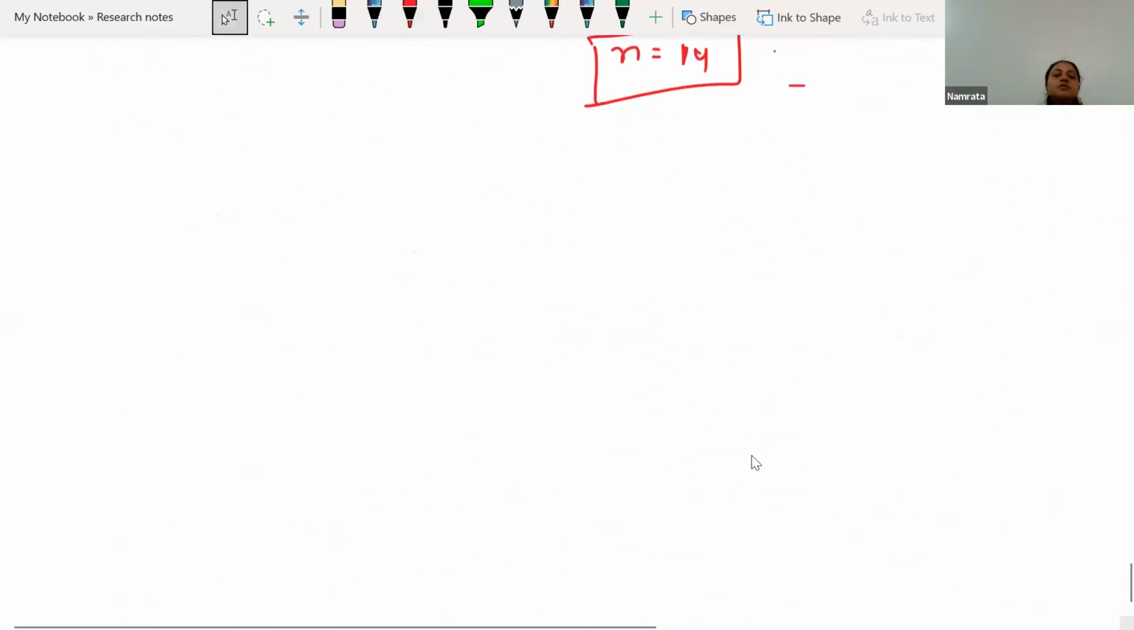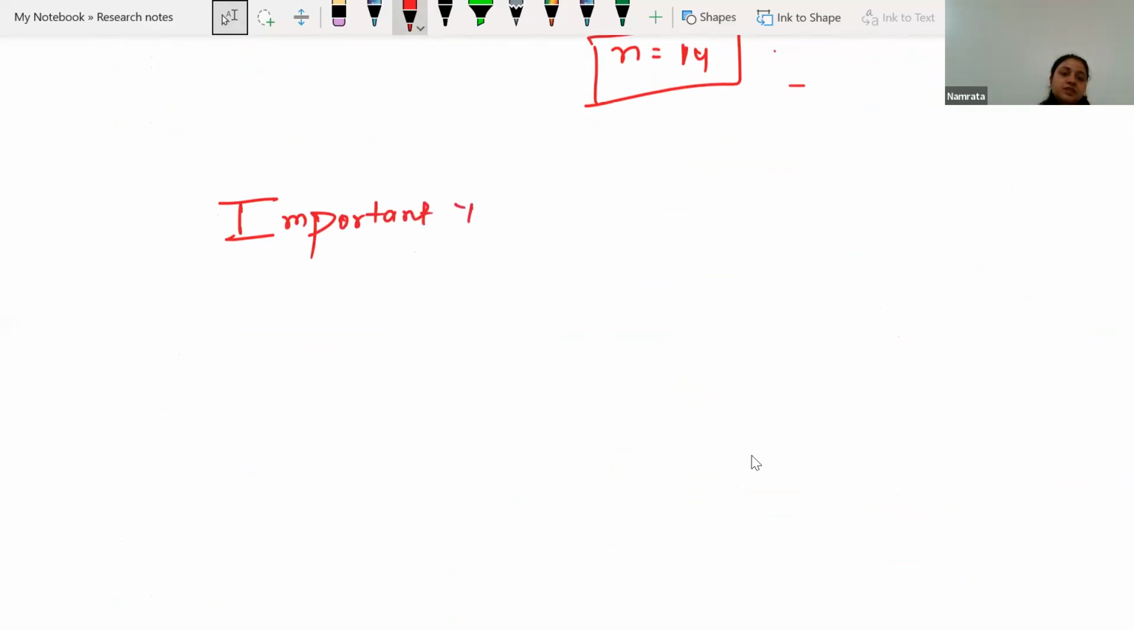Now a few important results are there. Till now, whatever we have discussed was completely based on the formula of arithmetic progression. Now here we will see a few important results. These are not properties, these are a few important results. Just after this we will be discussing the properties.